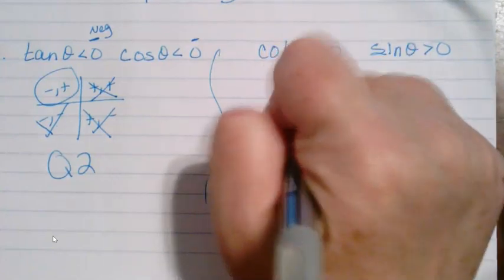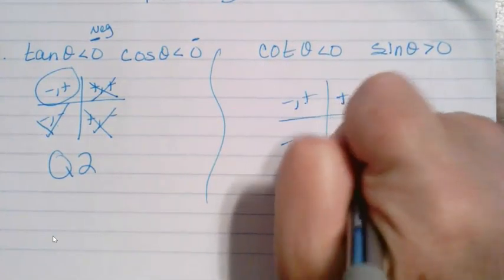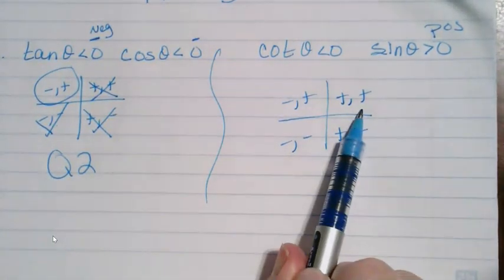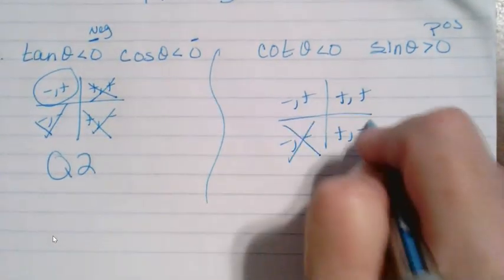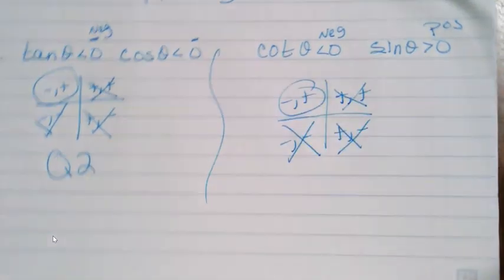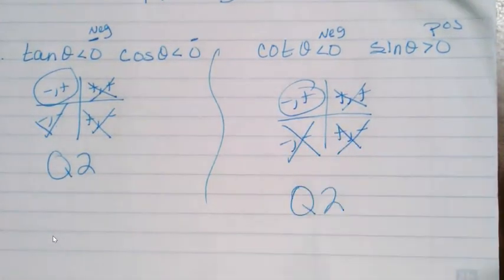Cotangent is less than 0, and sine is greater than 0. So we're going to do this again. Plus, plus, minus, plus, minus, minus, plus, minus. So here I want when is sine positive. Sine is the second one. So positive and 1 and positive and 2. And this tells me cotangent needs to be negative. Positive divided by a positive is a positive. Can't be there. So it's going to be here also in quadrant 2. Okay.